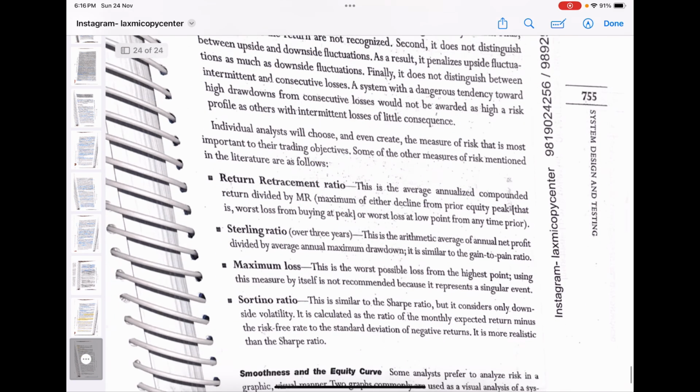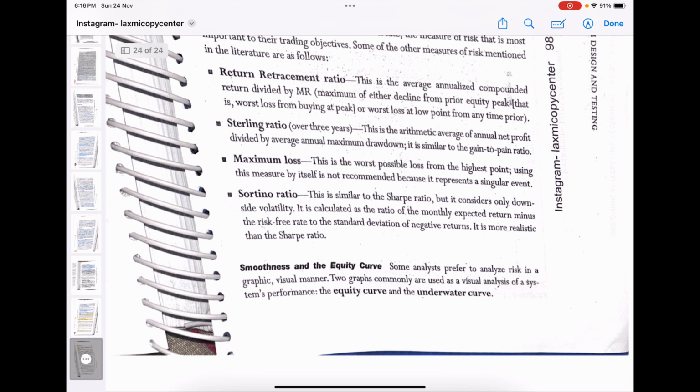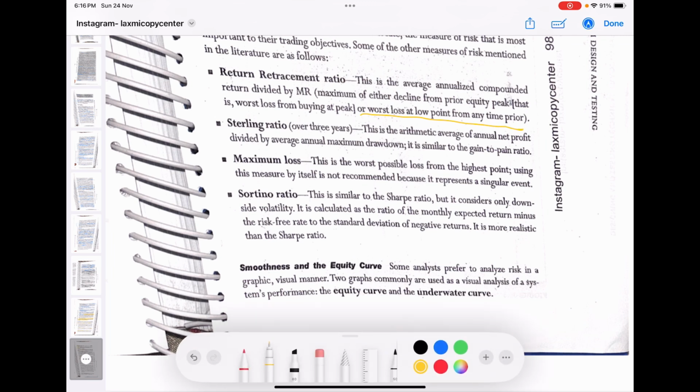Then we have the retracement ratio. What is the return retracement ratio? It is the average annualized compounded return divided by MR, the maximum of either decline from prior equity peak or worst low from any point. What is the Sterling ratio? This is the arithmetic average of annual net profit divided by annualized maximum drawdown.